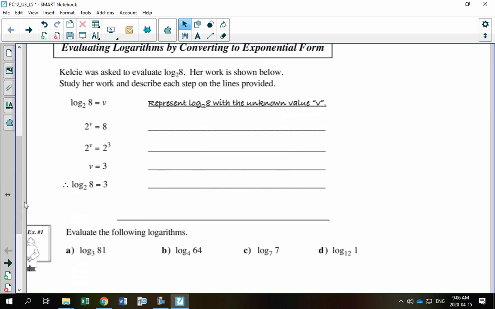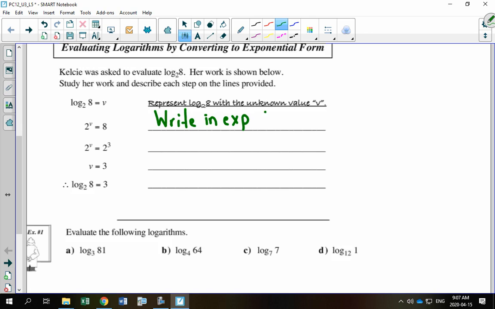She was asked to evaluate log base 2 of 8, and her work is shown. So let's look through her work and then we'll describe what's happening. She started with log base 2 of 8 and made it equal to a variable. She just chose v for this one. Then from line 1 to line 2, she rewrote from log to exponential form, writing in exponential form.